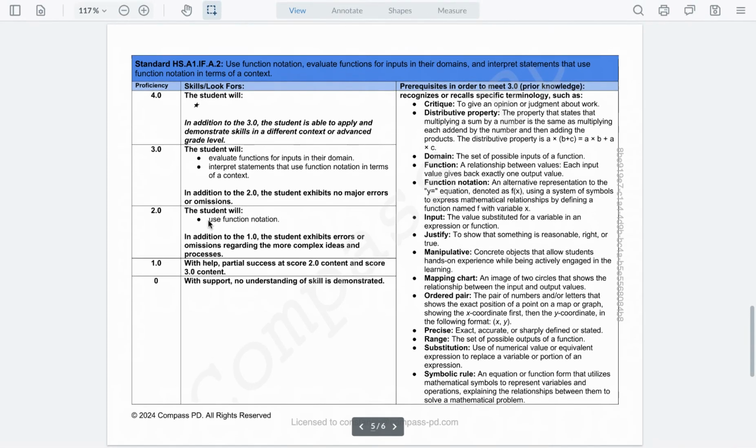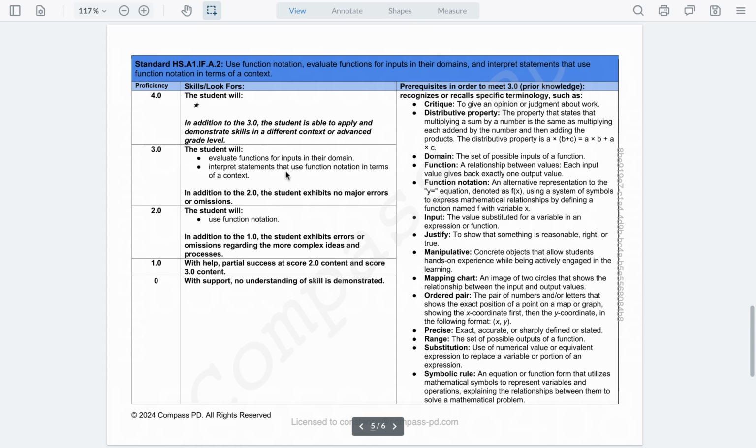where are our students? Can they simply just use function notation? Maybe that's where our students are. Great, then they're at a level 2. Meaning, they still have some work to do. Maybe they can evaluate functions for inputs in their domain, but they can't interpret statements that use function notation in terms of the context. Okay, so they're still at a 2, but they're working on a 3.